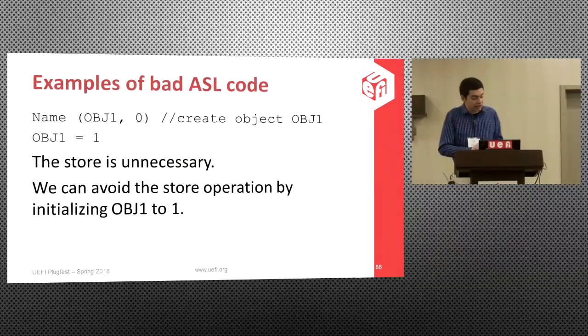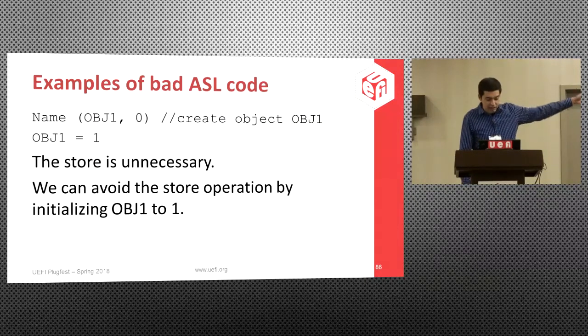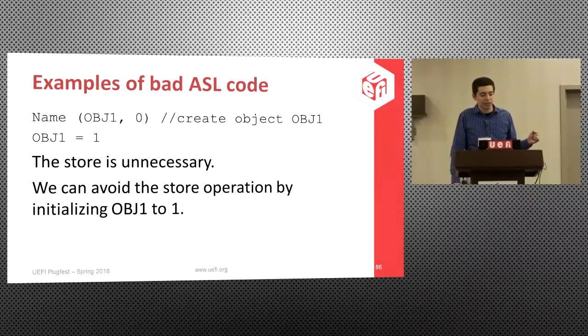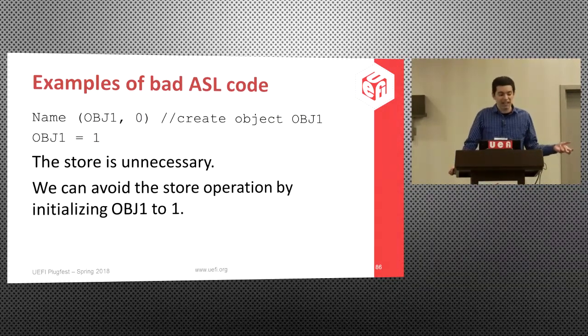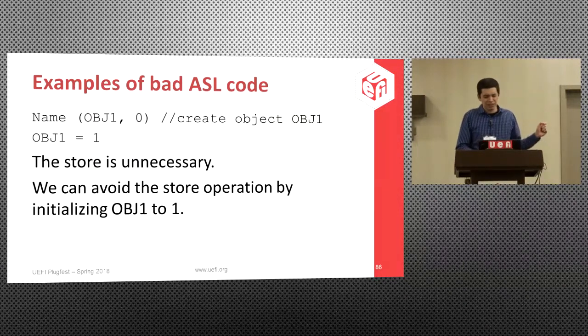So here's the first one. This is in ASL syntax. This declares a named object called object1 and assigns it the value 0. And on the very next line, we assign object1 the value 1. Now, this isn't per se bad code. It just could use a little bit of cleanup. This second line is not necessary. We could just declare object1 to be the value 1.